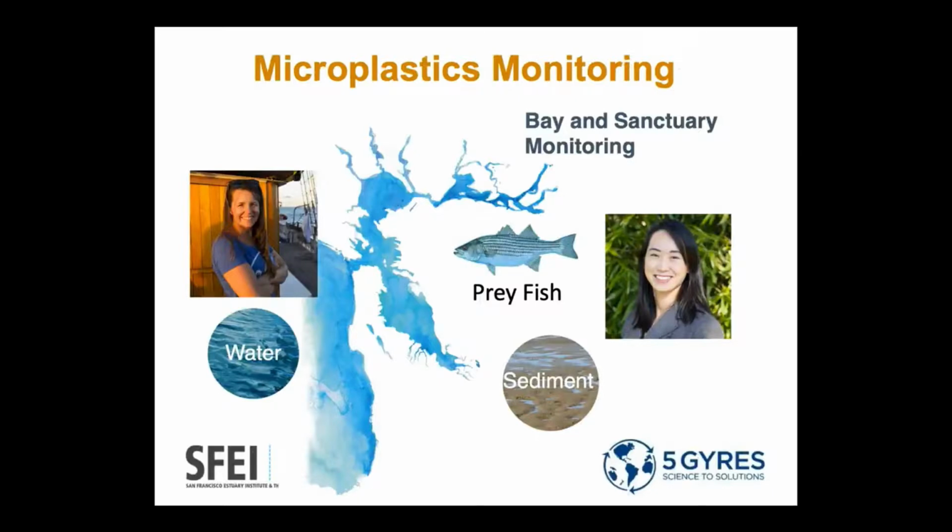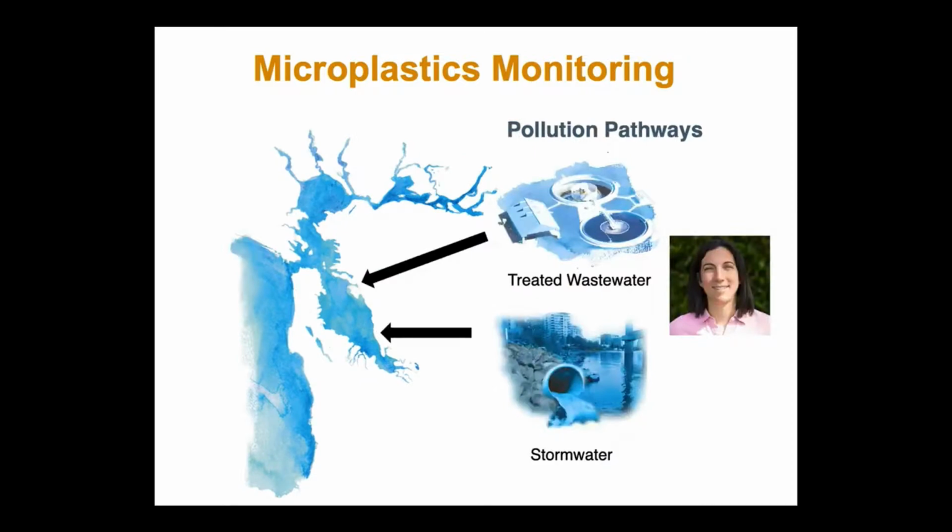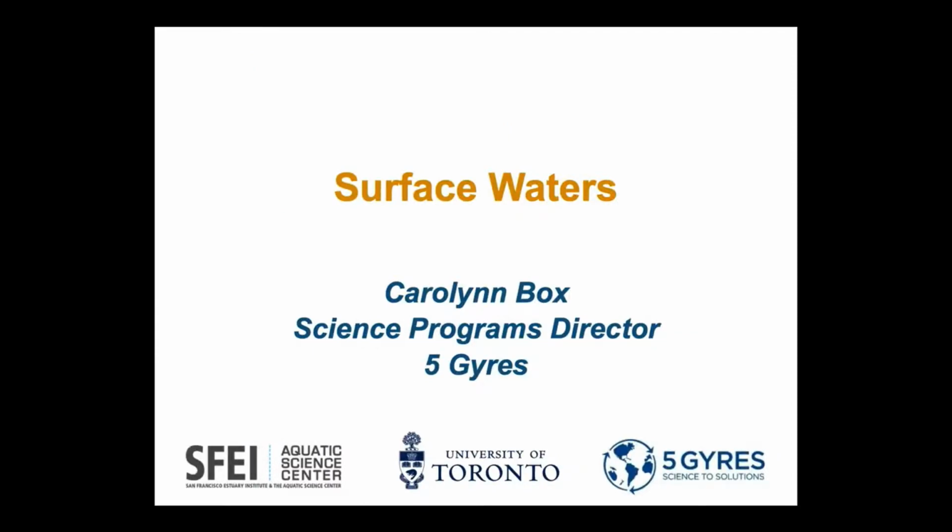So now I'm going to quickly flip through to our study design that we developed to answer those 6 objectives that I mentioned earlier. Carolyn's going to talk about the work that we did monitoring surface water in the bay and the open ocean. My colleague Diana will talk about these teeny tiny little prey fish and sediment. And then my colleague Alicia will end the session talking about treated effluent and stormwater, 2 of the pathways that we looked at. So with that, Carolyn, I will turn over the reins to you.